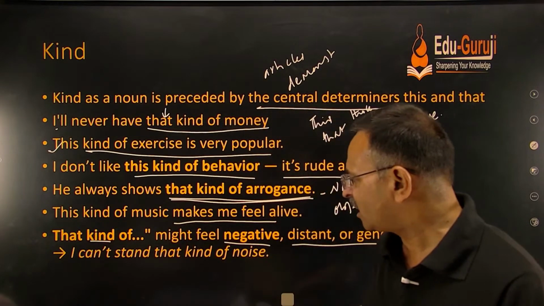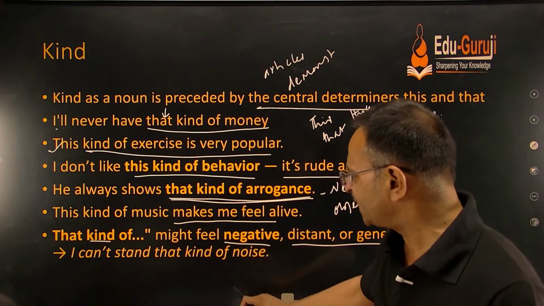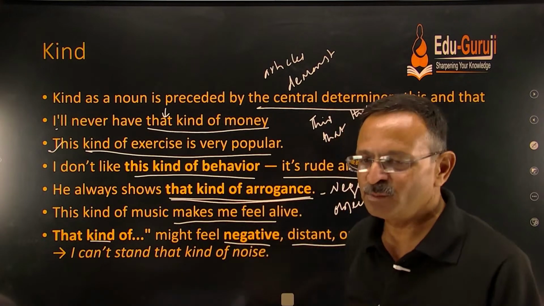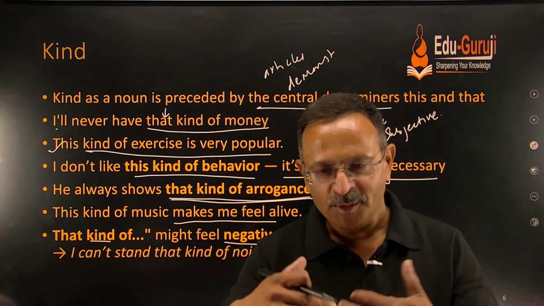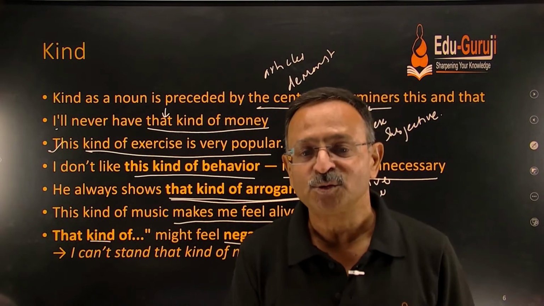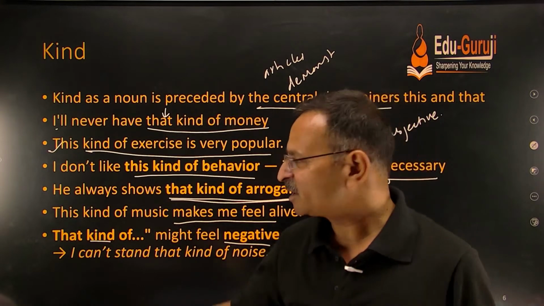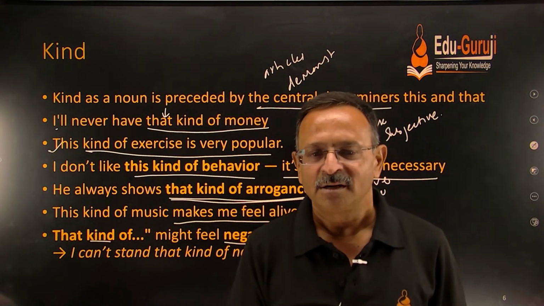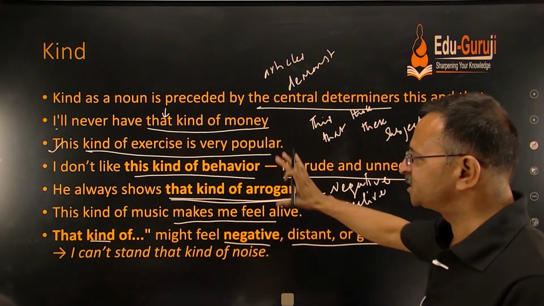So I can't stand that kind of noise. If I were to say this kind of noise, or if I say that kind of noise, there would be a difference in the meaning. Why am I talking about this? Because whenever you are reading your reading comprehension, you may find certain sentences where they're using these particular determiners, and from that point of view, you can easily distinguish the meaning between these two. So this is the difference between kind.